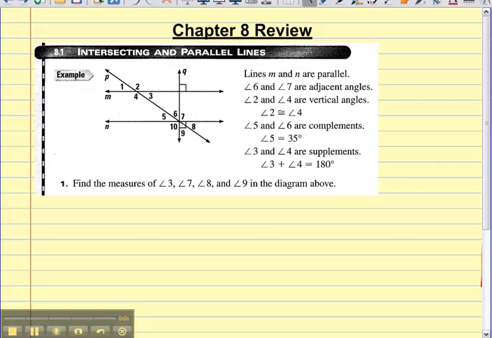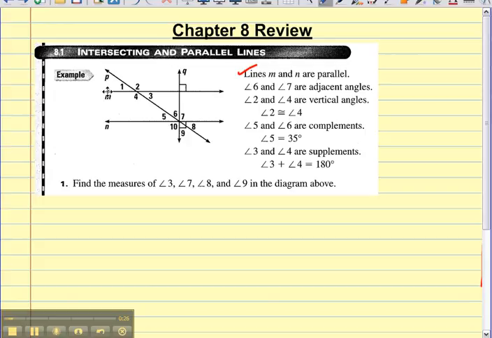Okay, folks, Chapter 8 review. We have a lot of terms that are going to be mentioned during this. The first thing says that lines M and N are parallel. That means these lines are never going to intersect. That's what the first line said. Good. Done with that. We know what parallel means.